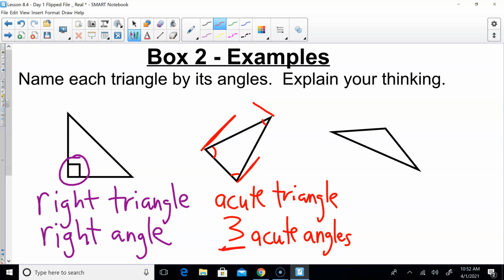So how can I tell if I'm not sure? I always think about right angles. I know right angles are 90. If it's less than 90, that helps me out.